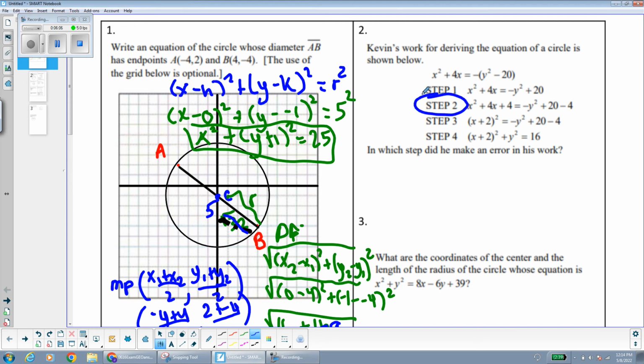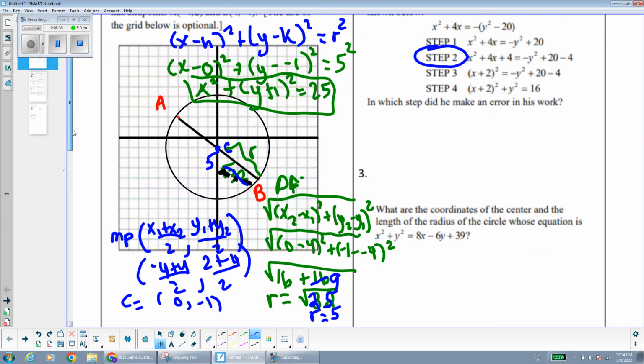Remember that when you're completing the square, whatever you add to the left side of the equation, you also need to add to the right side to keep it balanced. In step number 2, Kevin added 4 to the left side of the equation, but instead of doing the same thing to the right side and adding 4, he actually subtracted 4. So step 2 is where the error was made.